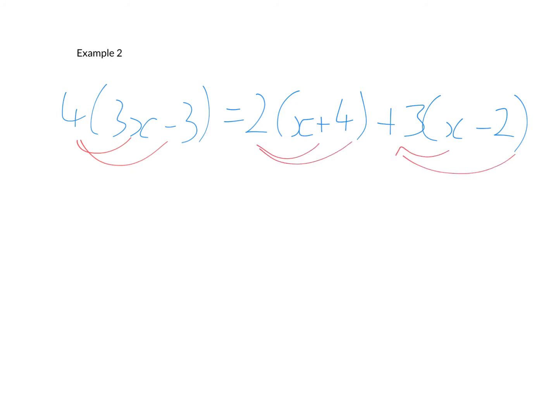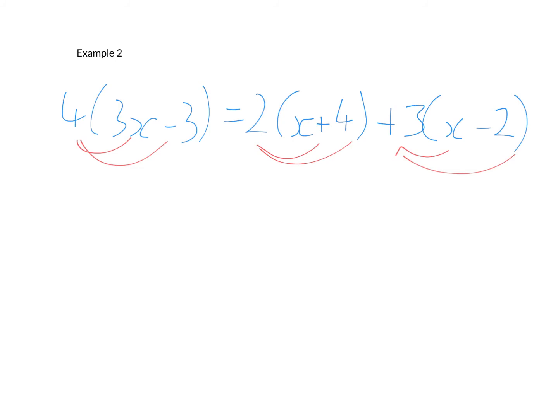So for the first one, we're going to multiply 4 by 3x and 4 by minus 3. This bracket here, we're going to multiply 2 by x and then 2 by 4. This bracket, we're going to multiply 3 by x and 3 by minus 2. So let's make a start at that now.